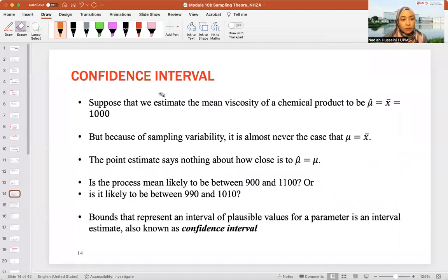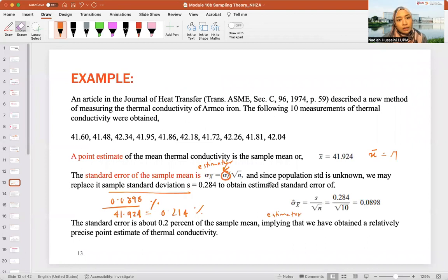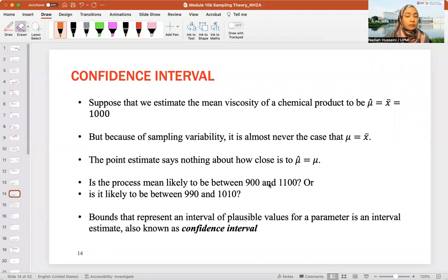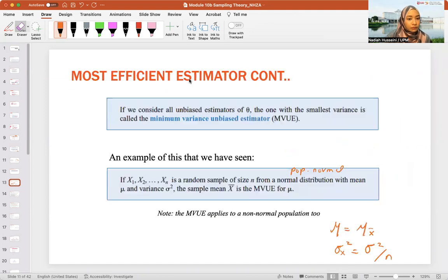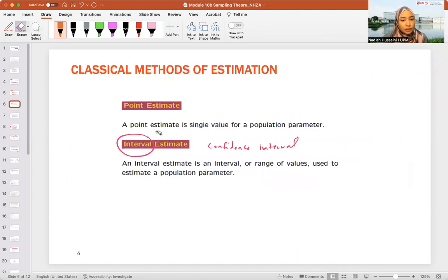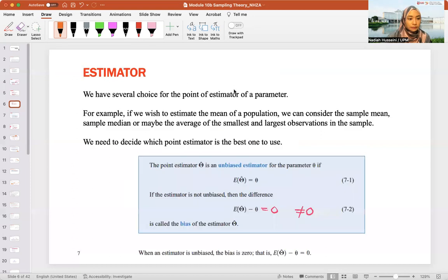Okay, so with that said, that's the end of your estimator versus point estimate discussion. So now we're continuing with the third subtopic, which is our last subtopic, the confidence interval. Previously, I told you that there are two types of estimation. One is point estimate. The other is interval estimate. So confidence interval is a type of interval estimate. This is under the classical methods of estimation.